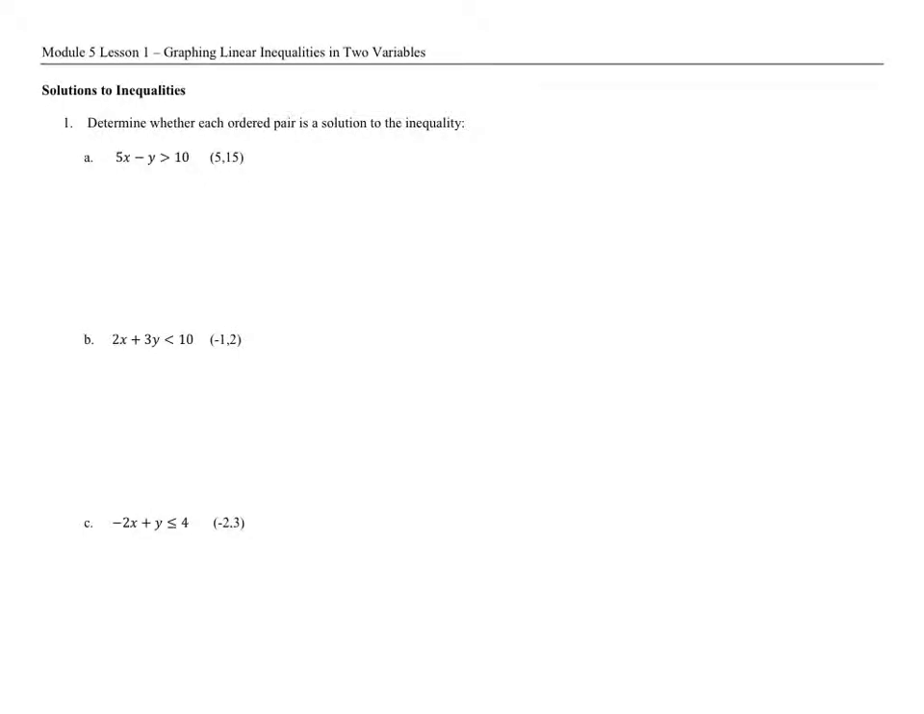Lesson 1 of Module 5. We are 2/3 of the way there. We're going to graph linear inequalities in two variables. So instead of graphing lines, which are just straight equals, we're going to look at greater than, less than, greater than or equal to, less than or equal to.